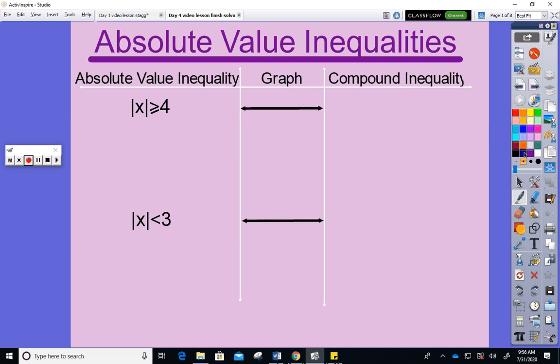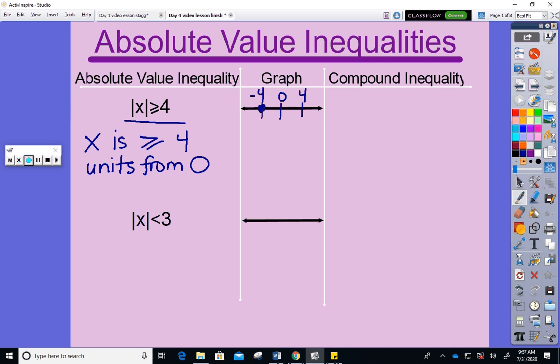Now, in this first absolute value inequality, you word that as x is greater than or equal to 4 units from 0. Even if you don't write it down, I would like for you to say that in your head when you're working these problems. So if I look at the number line, 0 is here. I can be 4 units from 0 by being 4 units left or right. Since it's greater than or equal to, I make closed instead of open circles.